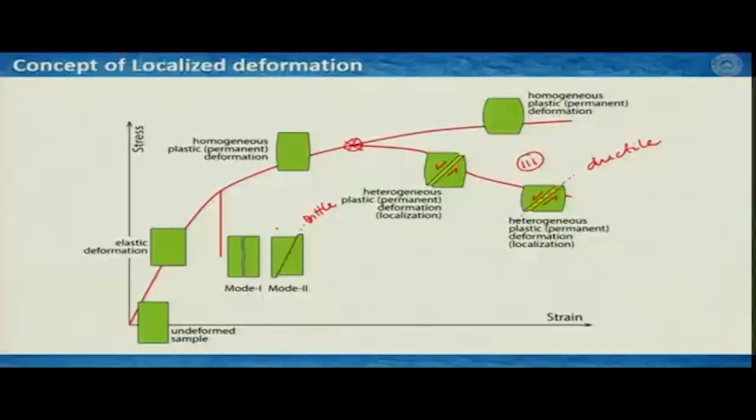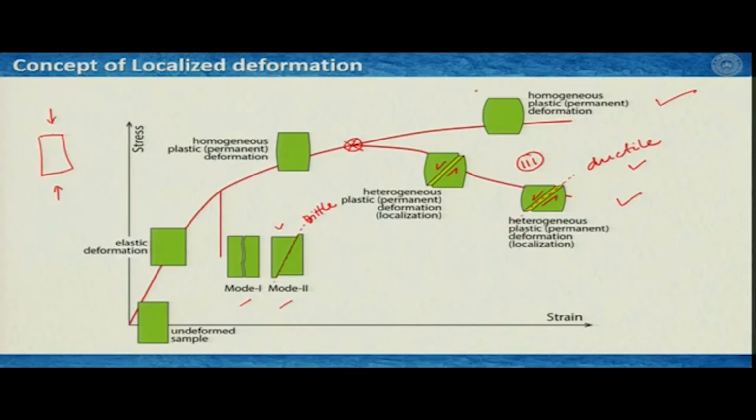Now, the same thing happens here, but here it happens in a brittle manner and here in a ductile manner. So, you see that when the deformation is under compression, we can have brittle deformation in mode 1 or mode 2 manner. We can have homogeneous deformation, and we can have ductile shear localization or heterogeneous plastic deformation, which is also permanent deformation.